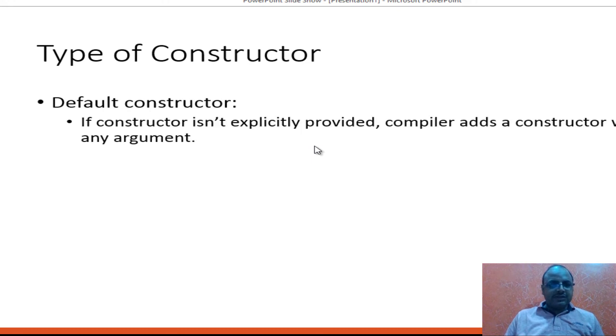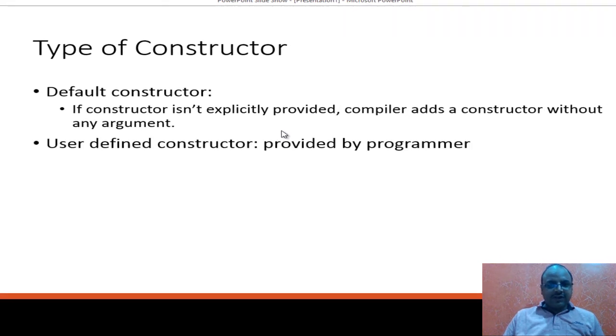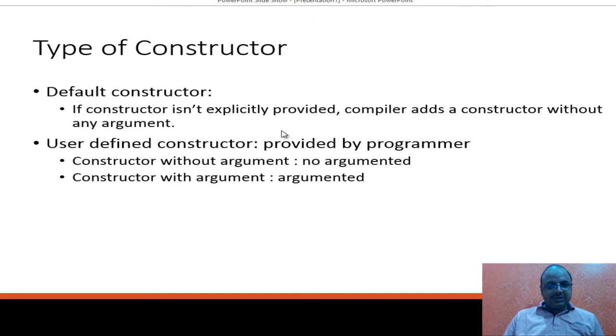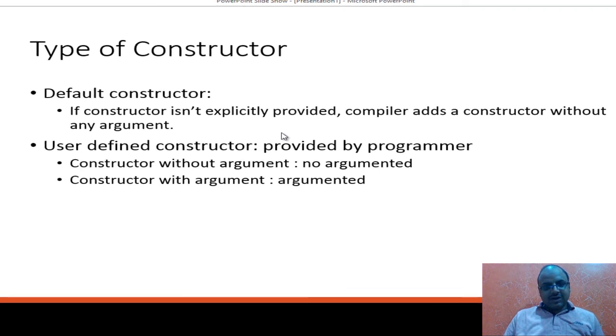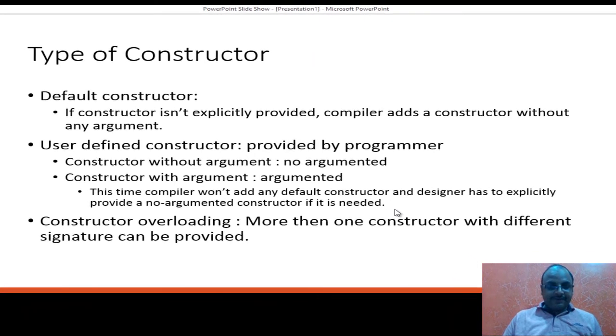So the types of constructor here: default constructor. If a constructor is not explicitly provided, the compiler adds a constructor without any argument. User-defined constructor is provided by the programmer. A constructor without arguments is called non-argumented, and a constructor with arguments is called argumented. In the case of a user-defined constructor, the compiler will not add any default constructor, and in this case the programmer or designer has to explicitly provide a non-argumented constructor if it is required.